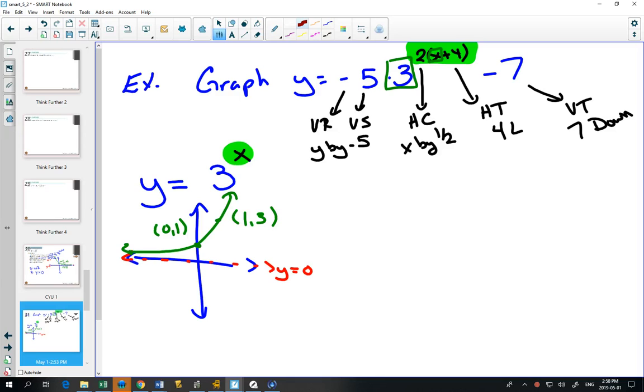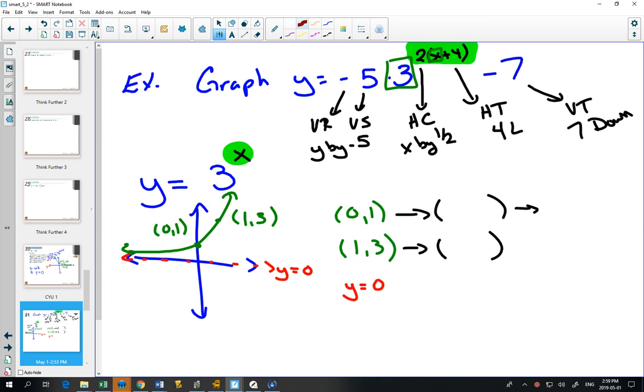Our technique for graphing these will go right back to the same technique that we did in Chapter 3. You take some key points. What are the points that we had on our original graph? 0, 1 and 1, 3. And you think about your asymptote, but we'll do the points first. Do your stretches and compressions first, then your translations.